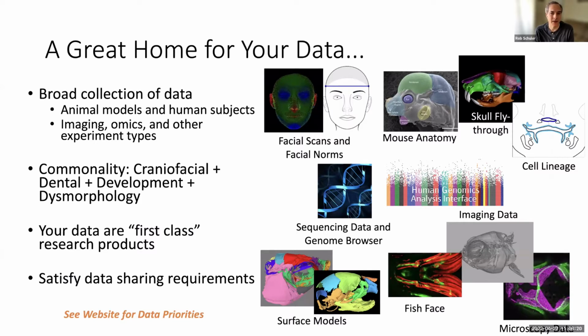So we have everything from RNA-seq, even older microarray data, ChIP-seq experiments, enhancer profiling data, GWAS data. We have facial scans on human subjects. So that's photogrammetry kind of data. We have CT scans and even MR scans on animal models, microscopy data. So it's a very broad collection of data. So we're really open to very broad types of data and experiments that are being performed.